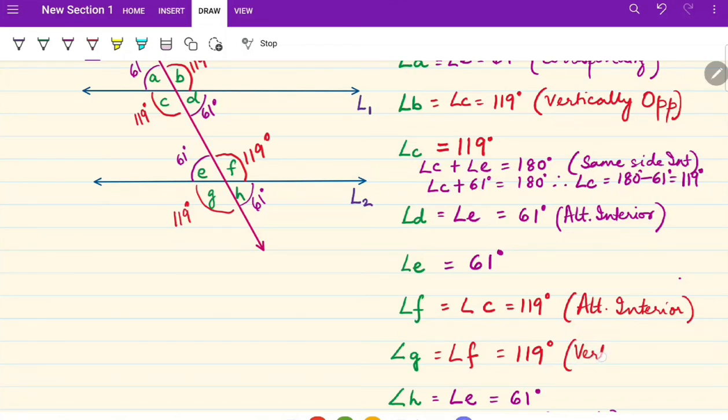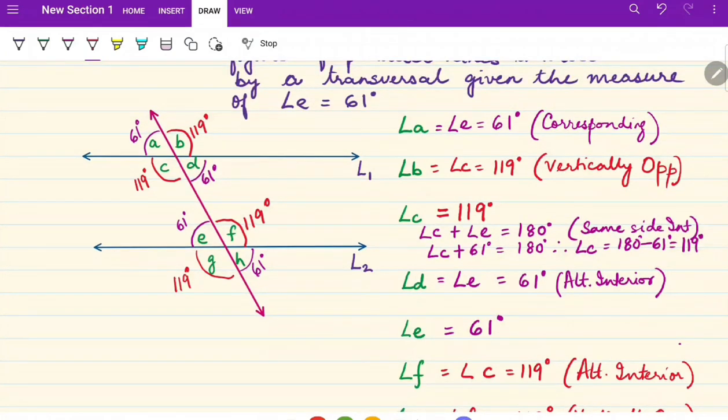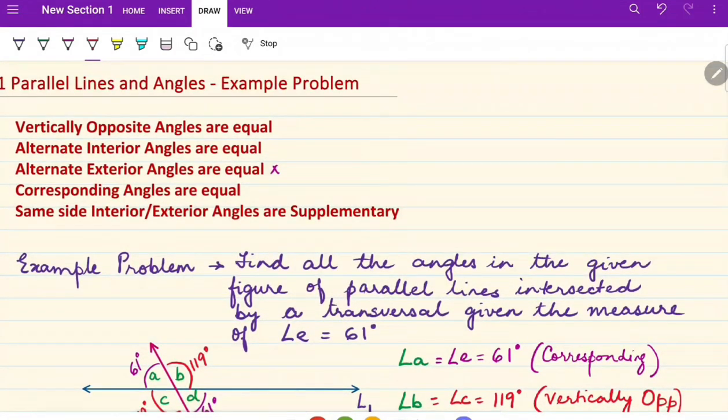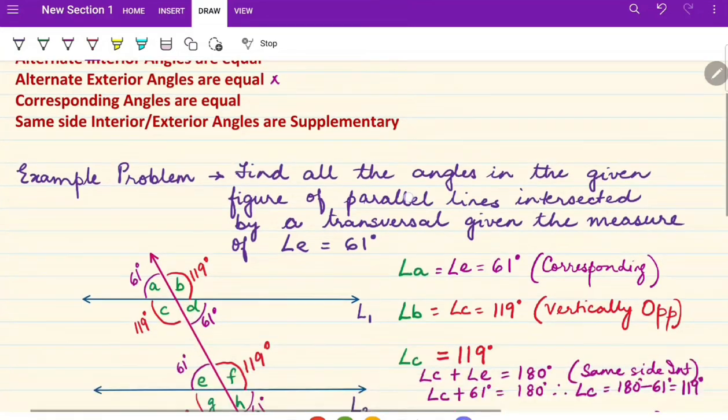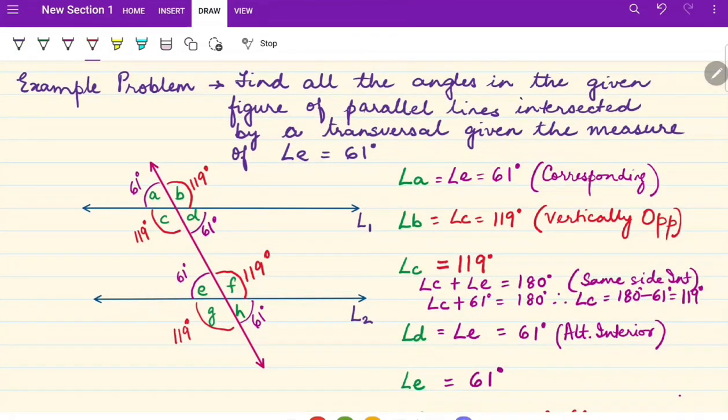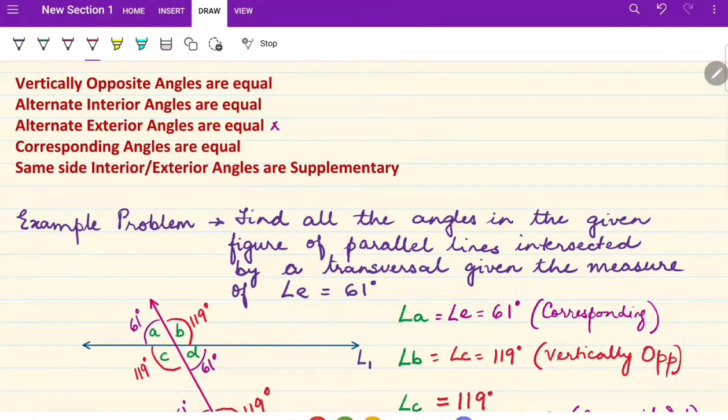The vertically opposite angles property. So this is how we can find the measure of all the angles in two parallel lines cut across by a transversal using the relationships between angles, as well as just one calculation. The only calculation we had to do was when we used the property of same side interior angles being supplementary.